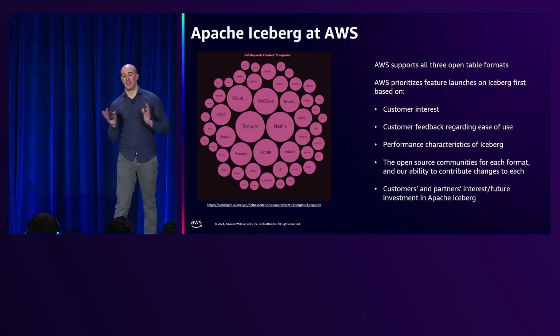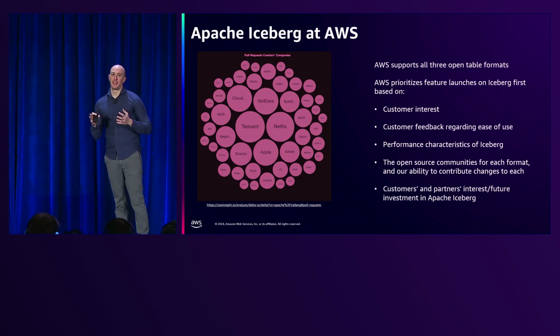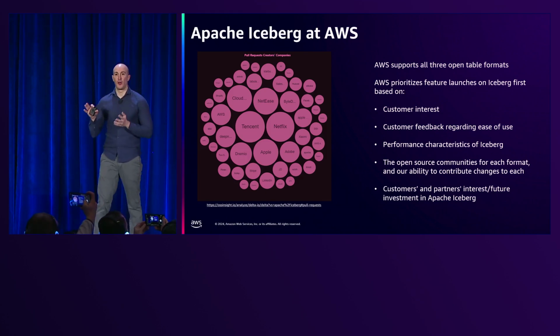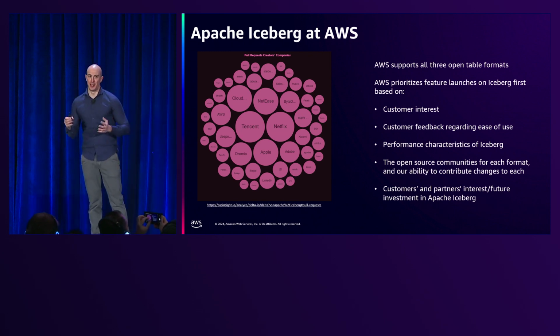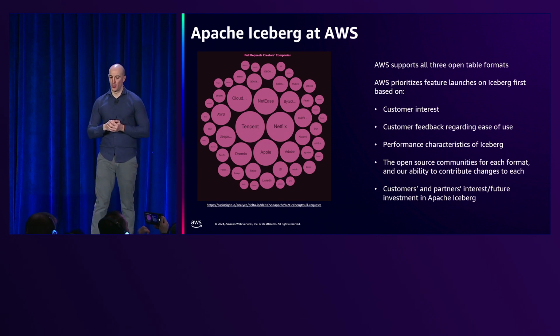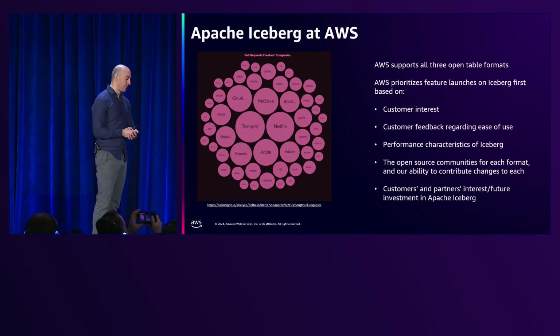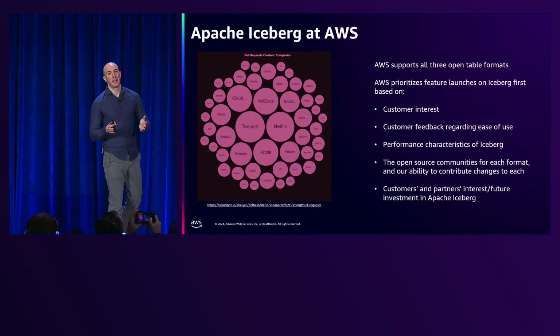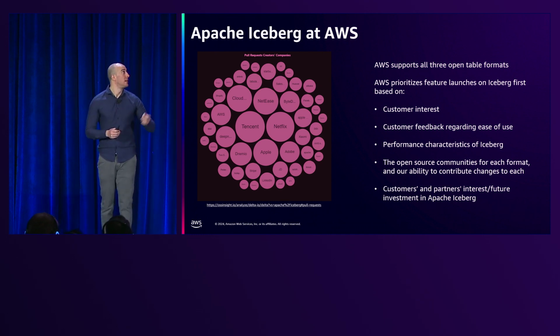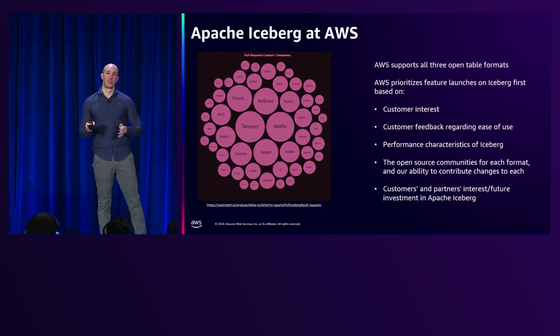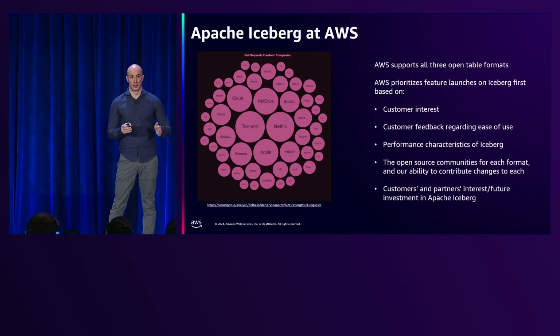AWS, actually, let me step back. We have heard and read online blogs or opinions about Iceberg, Hoodie, Delta, and so on. What's the best one to go for? One of the main takeaways I would like you folks to take from this session is that AWS supports all three open table formats.